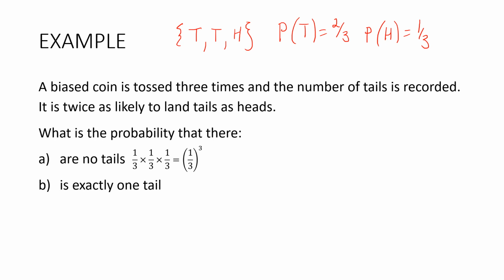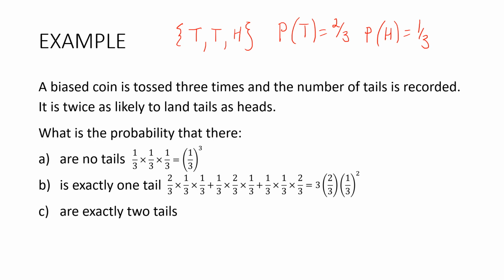What's the probability there's exactly one tail? So there's 3 ways we can get that. We can have tails, heads, heads, or heads, tails, heads, or heads, heads, tails. If I write it all out, it looks like this. Bit of a nightmare, isn't it? So we've got 2/3 times 1/3 times 1/3 plus 1/3 times 2/3 times 1/3 plus 1/3 times 1/3 times 2/3. Or they're all actually the same, they're just in different orders. So 3 times 2/3 to the power of 1, 1/3 to the power of 2.